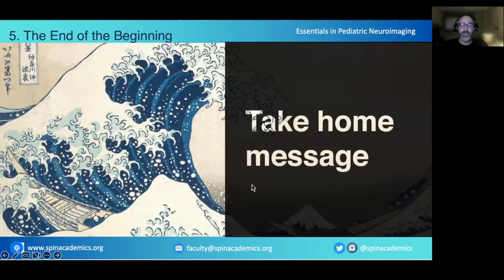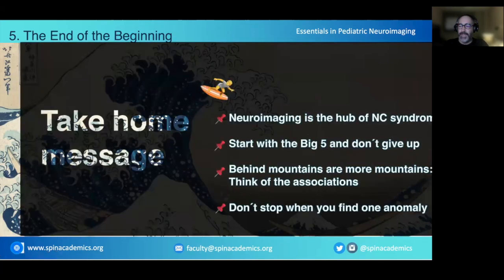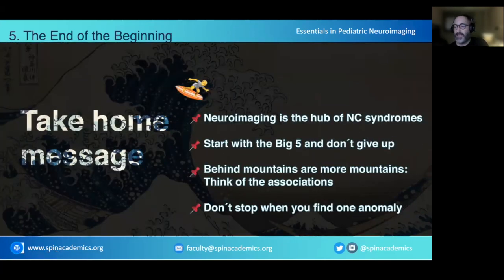So which are the take-home messages? If you try to surf the waves without falling off your board, remember that neuroimaging is the hub of the neurocutaneous syndromes. Start with the big five and don't give up. You have to study the main characteristics. Remember that behind mountains are more mountains. That means that you have to think of the other associations. And please don't stop when you find one anomaly, because there are more anomalies that you have to find.